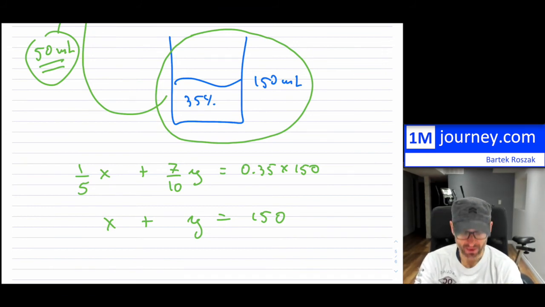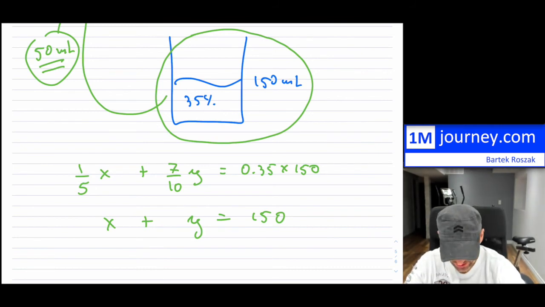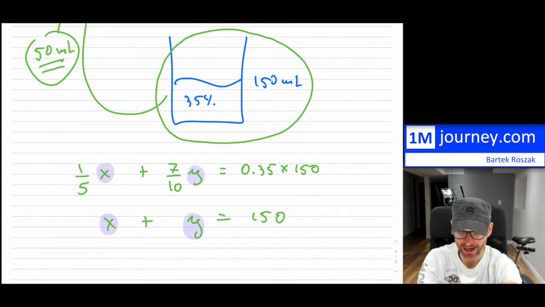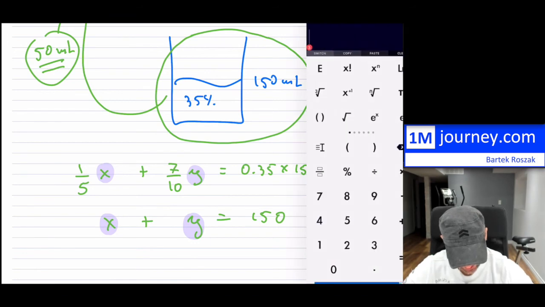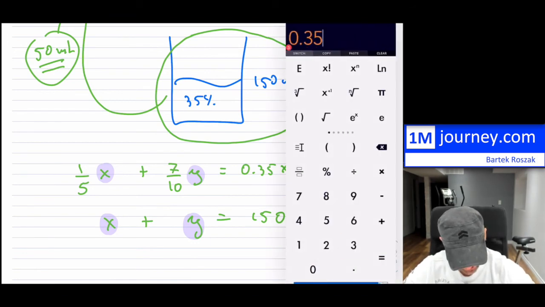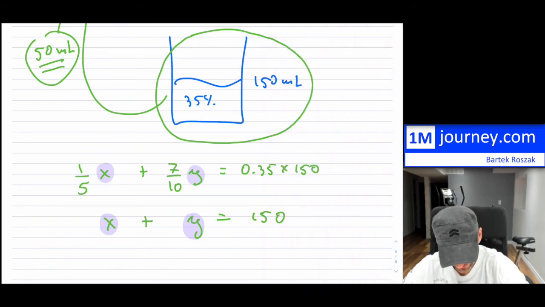Okay, so those are my now 2 equations, 2 unknowns. So this will now tell us how much we poured out. And after we do that, we can go back and find out the rest. Let's see what that gives us. First, 0.35 times 150, that's 52.5.